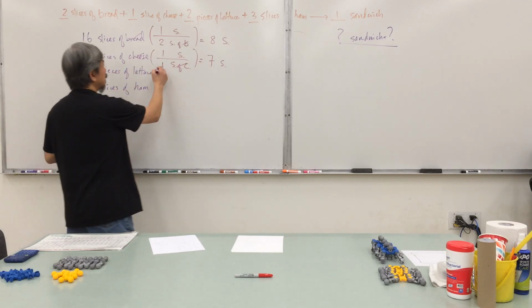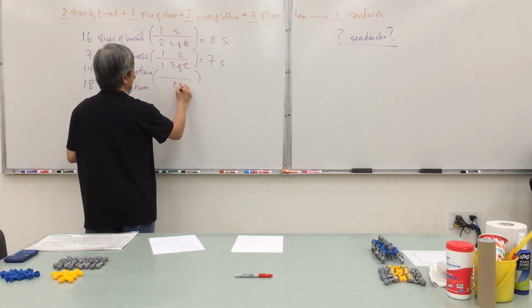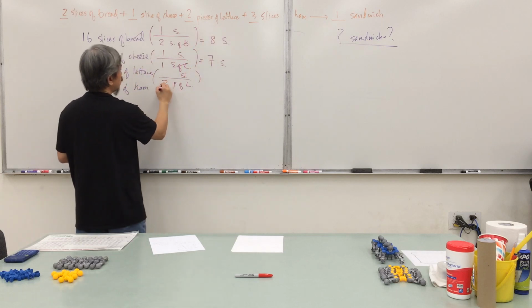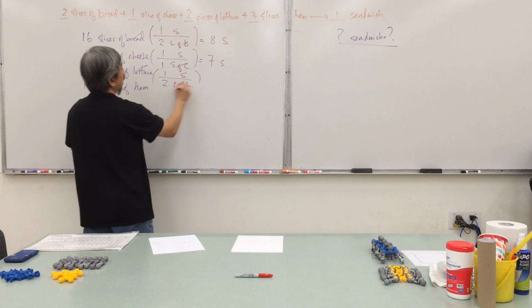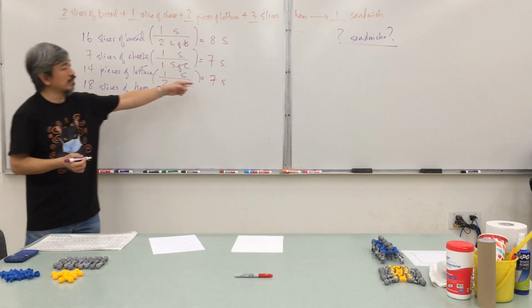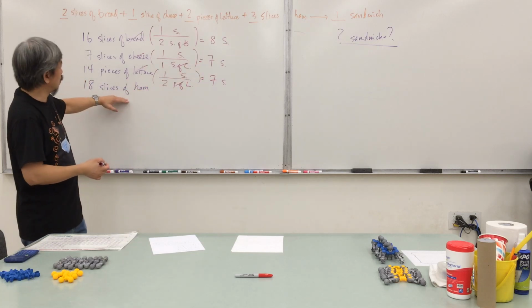But then, of course, that's not the end. I can now go ahead and do the same thing for pieces of lettuce, making sandwiches. And I notice that for pieces of lettuce, I need 2 pieces of lettuce for 1 sandwich. So with the amount of lettuce I have, I can also make 7 sandwiches. That's looking pretty good. Maybe 7 sandwiches. Let's go to the last one.